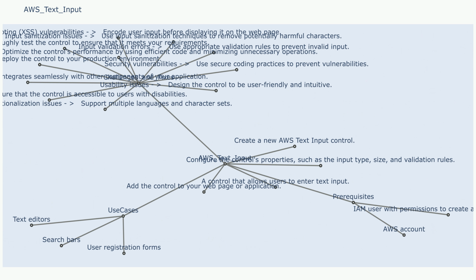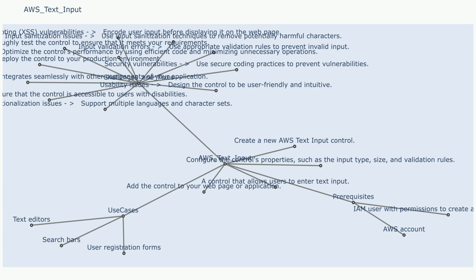Testing issues. Thoroughly test the control to ensure that it meets your requirements. Use a variety of test cases to cover all possible scenarios. Use automated testing tools to speed up the testing process. Use a user acceptance testing (UAT) phase to gather feedback from end users.